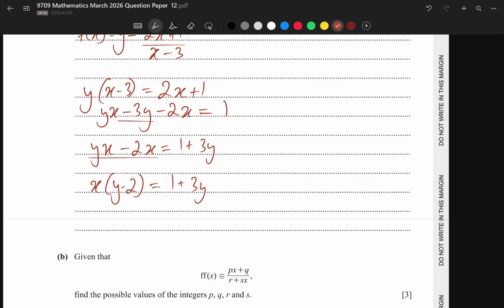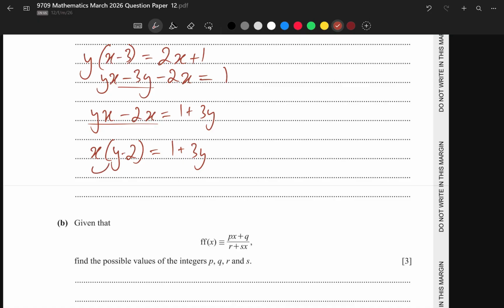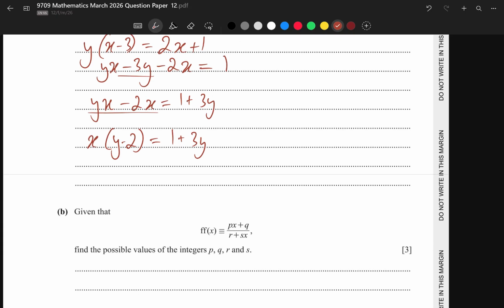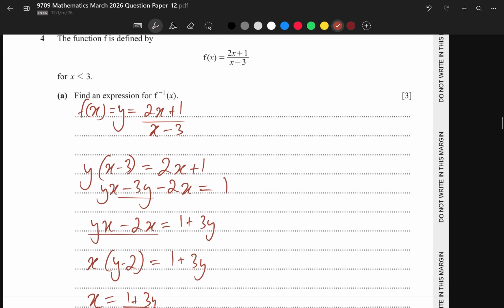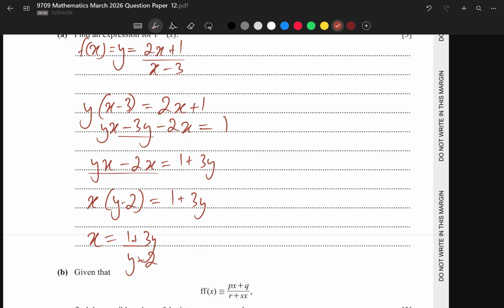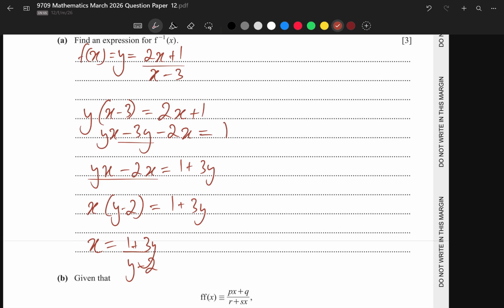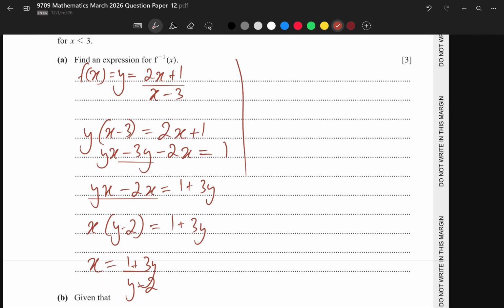Now the y minus 2 is being multiplied with this x, so if we shift it to the other side, we'll get y minus 2 being divided. So x is equal to (1 plus 3y) upon (y minus 2). Now the final step is that we have to find the f inverse of x, so it can't be equal to x. So we'll just change x and y. So the final answer will be f inverse of x is equal to (1 plus 3x) upon (x minus 2).